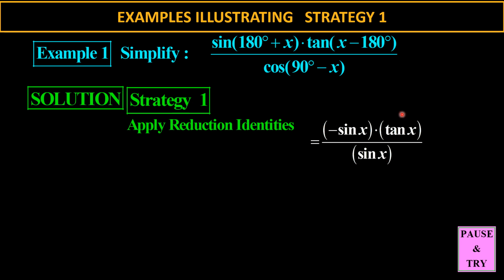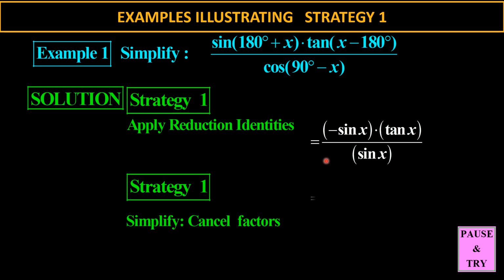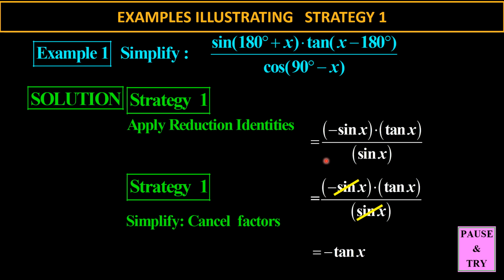And now once we've done this, we ask ourselves again, are there any like terms? No. Can you cancel? Yes. You can still simplify. So I can apply strategy. You keep on doing simplification. So we can simplify by cancelling. And what do I cancel? The sine x with the sine x, and then I end up with negative tan x, right?